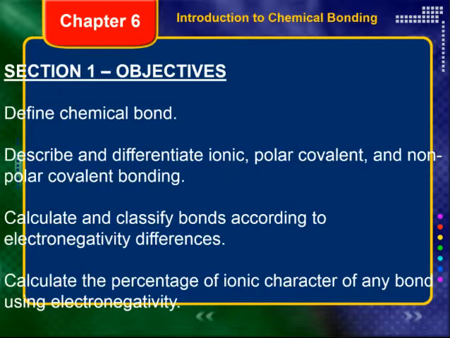In this section, I want you to be able to define a chemical bond. I want you to be able to describe and differentiate between ionic, polar covalent, and non-polar covalent bonding. I want you to be able to calculate and classify bonds according to electronegativity differences and identify the percentage of ionic character of any bond using electronegativity differences. All right, let's go.